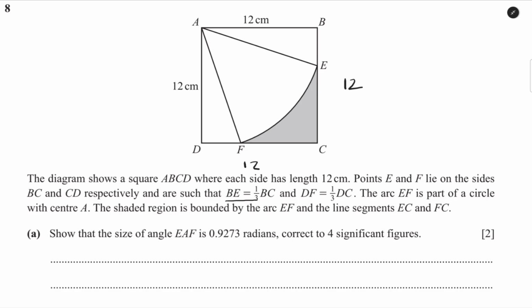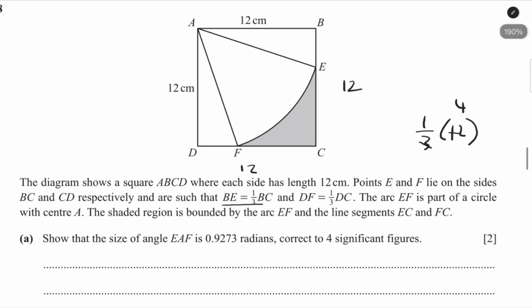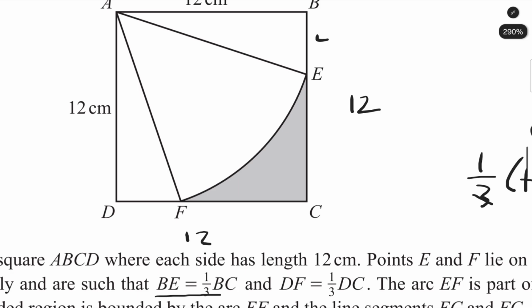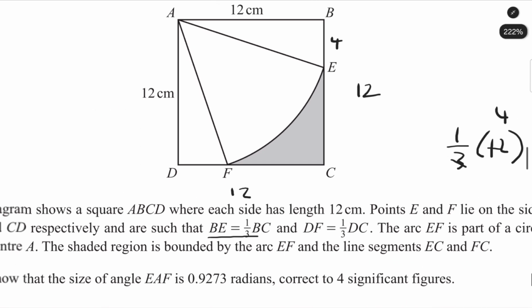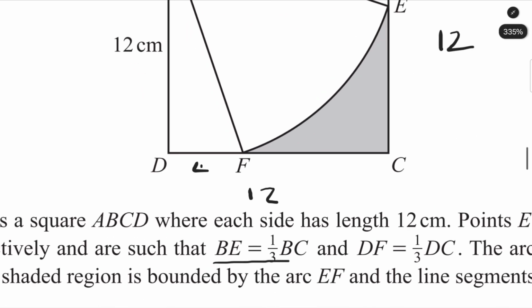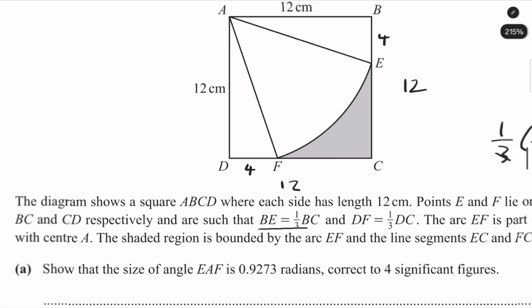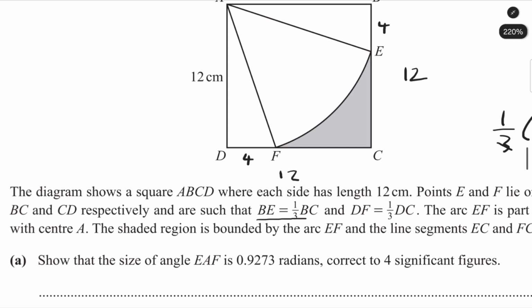If BE is a third of BC, it means BE is 1/3 times 12, because we know BC is 12, so it means BE is 4, right? BE is 4. And DF is also a third of DC, meaning it's also 4, right? BE and DF are equal.